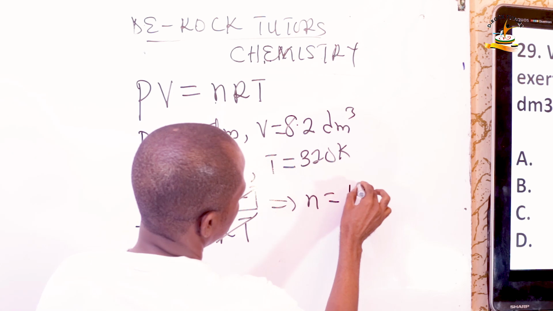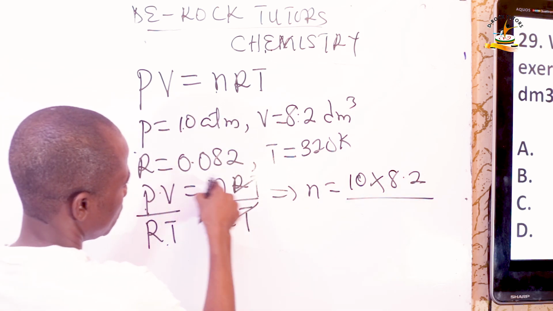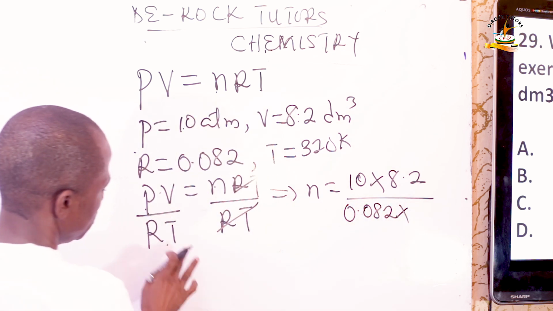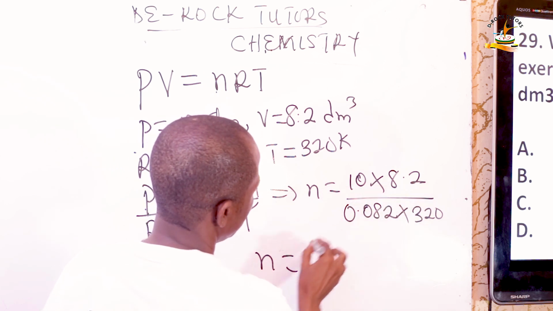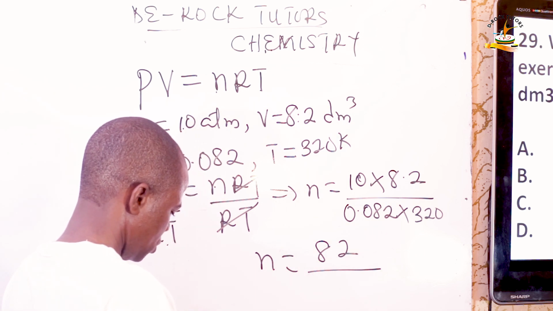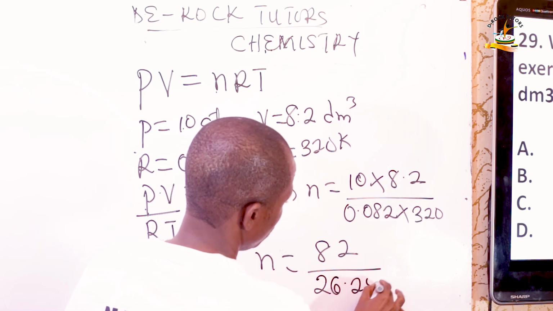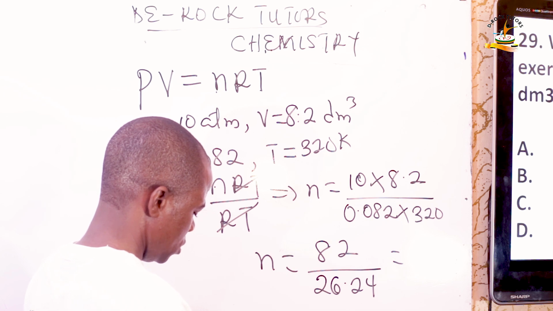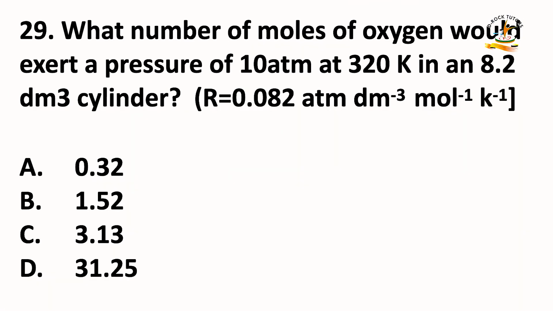Our P is 10 times our V, that's volume, that's 8.2, divided by our gas constant R, which is 0.082, times the absolute temperature, 320 Kelvin. So our n now is, this multiplied by this will give us just 82, divided by this multiplied by this. Let's see, 0.082 times 320 gives us 26.24. And if you divide 82 by 26.24, that will give us 3.125. So n is equal to 3.13. We can approximate this to be 3. So that is the correct answer. And if you look at the options, that is option C.